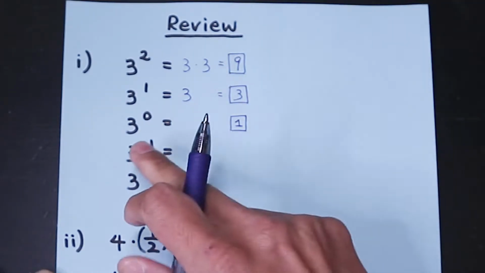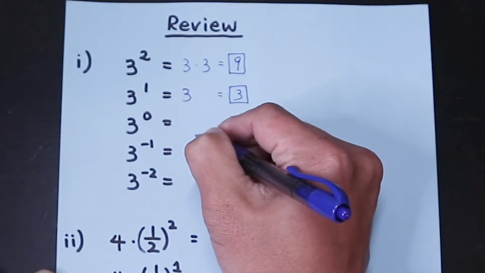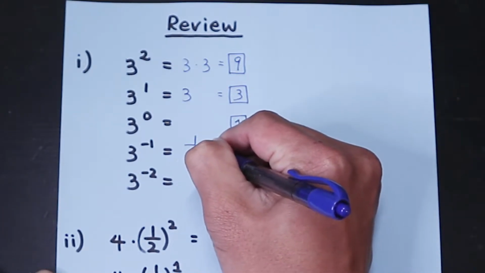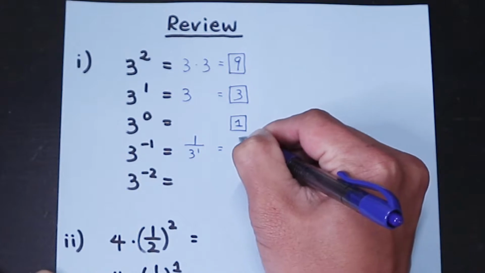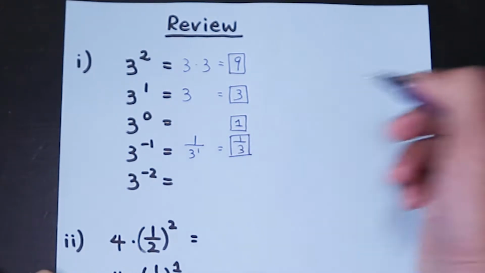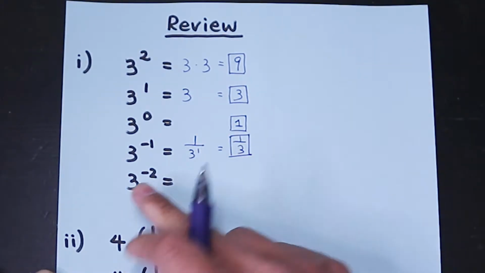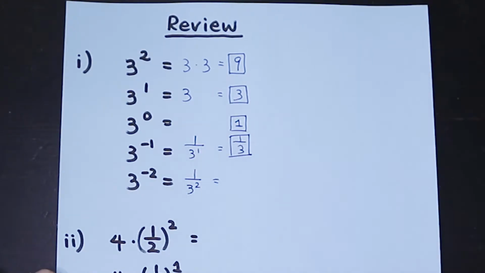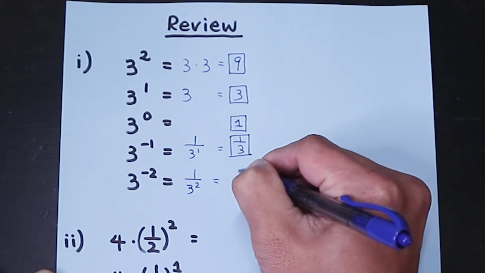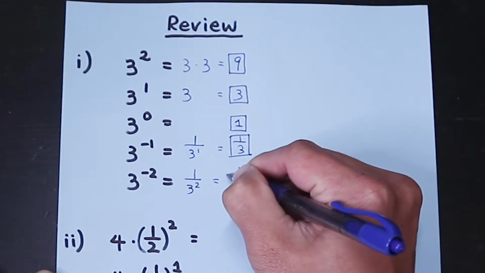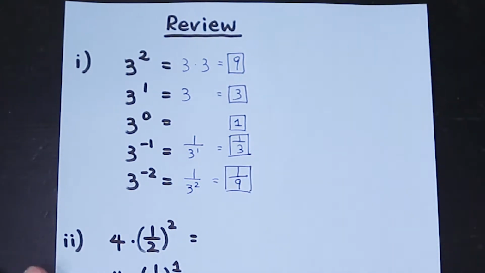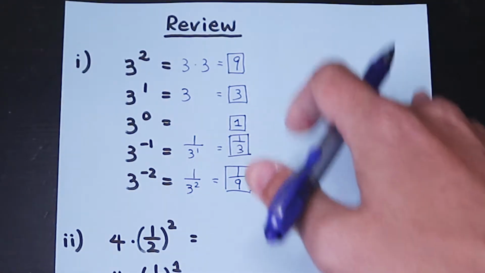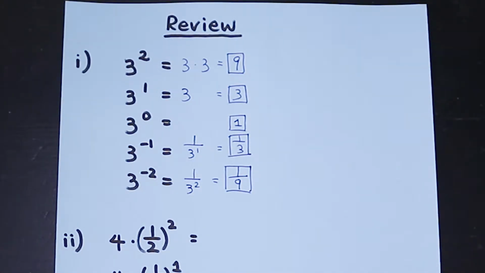And then if it's a negative exponent, you're going to make it a fraction, put a 1 over. So 3 to the negative first is 1 over 3 to the first, which is the same as 1/3. And then finally, 3 to the negative second power is the same as 1 over 3 squared, which is the same as 1 over 3 times 3. And we know that 3 squared is 9, so the answer is 1 over 9. So that is the review for the first half of the set of problems.